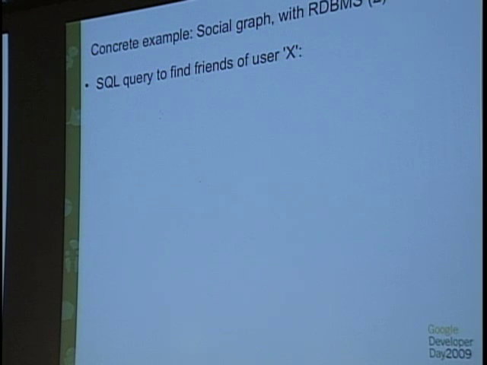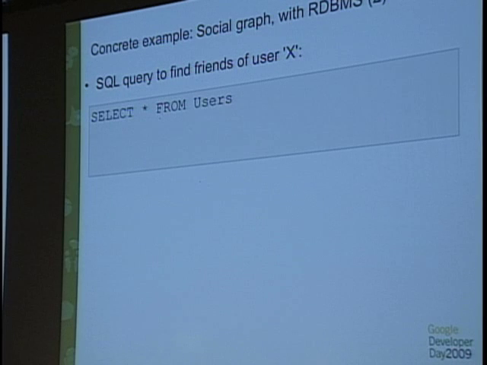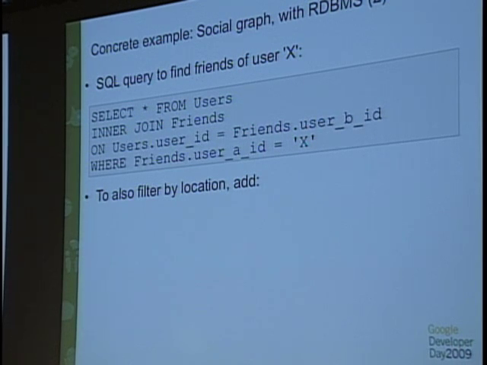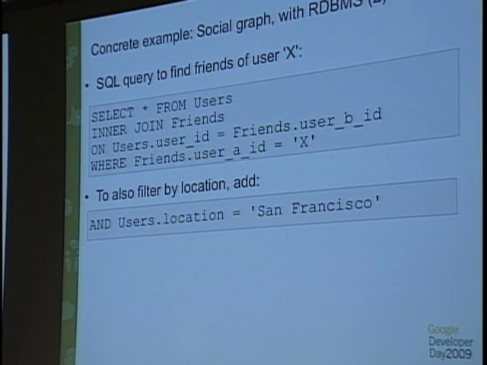If we want to issue a SQL query to find the friends of, say, user X, we can do something like this. Select star from friends. We can inner join on the friends table using the user ID. And then we specify that one of those users is X. We can also filter by location, and that's very easy. We just add and location equals San Francisco.